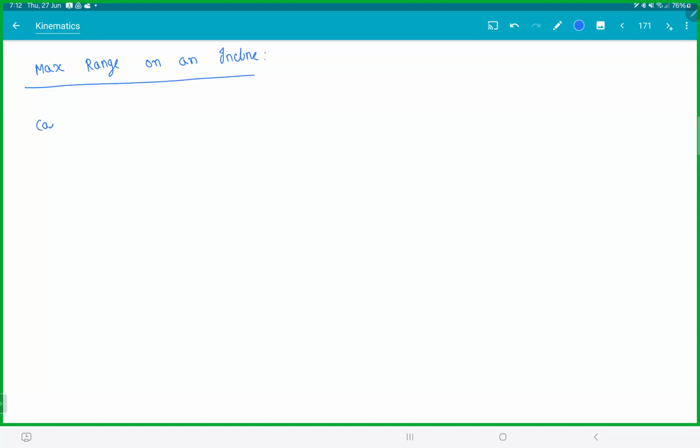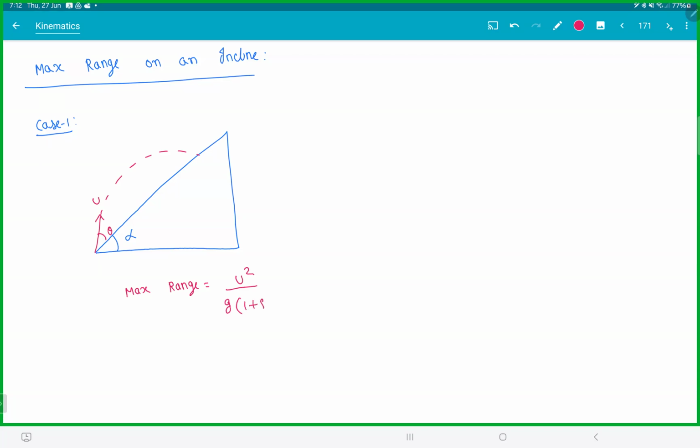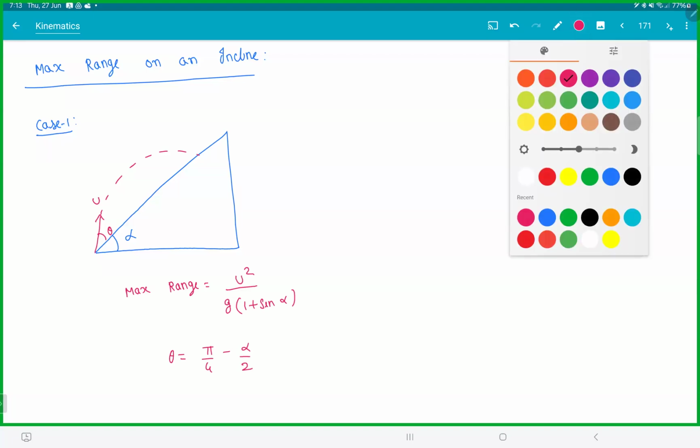Case 1, when you throw it from the bottom, this is angle alpha. You're throwing like this with u and theta. The maximum range is u square by g into 1 plus sine alpha. And this occurs for an angle theta equal to pi by 4 minus alpha by 2. It's not 45 degrees. It depends on that alpha also.